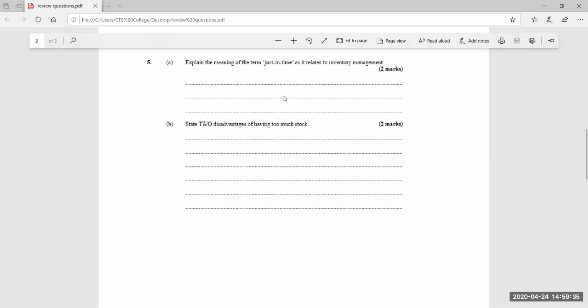Are we okay with this one? Everybody got the answer, right? Yes, show of hands. Everybody got it? Yeah, good. So we're looking at the other one now, disadvantages of too much stock.